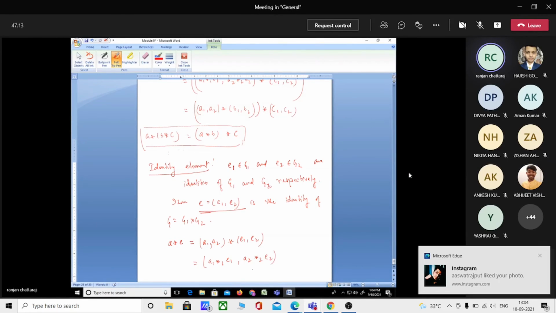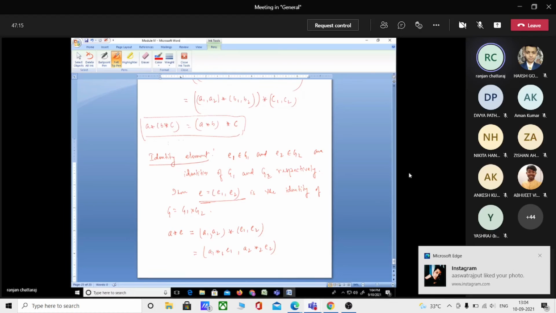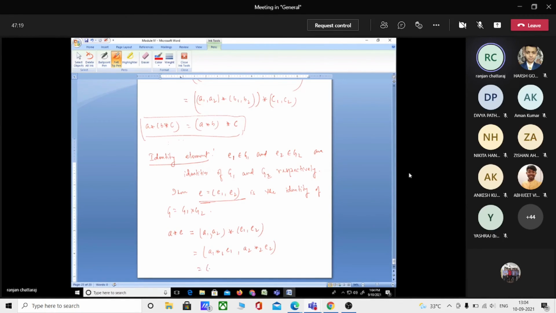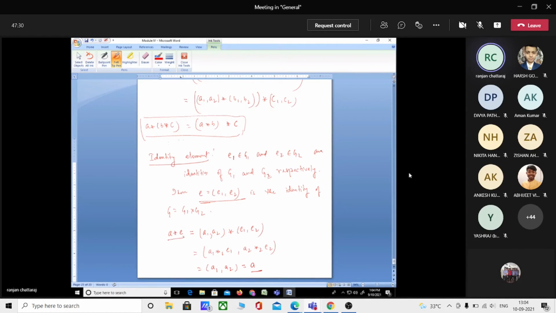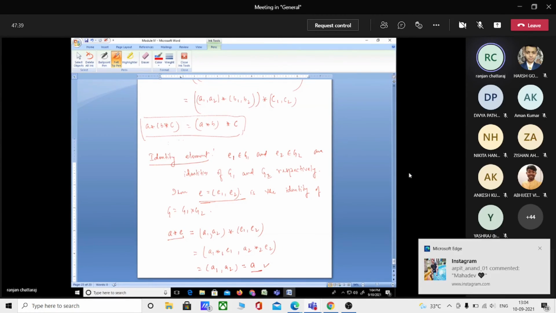And since E1 is the identity of G1 and E2 is the identity of G2, this is nothing but A1 and A2, so it is equal to this. So what you see is that A asterisk E is equal to A. Similarly, you can show that E asterisk A is also A. Okay, that means this is the identity.